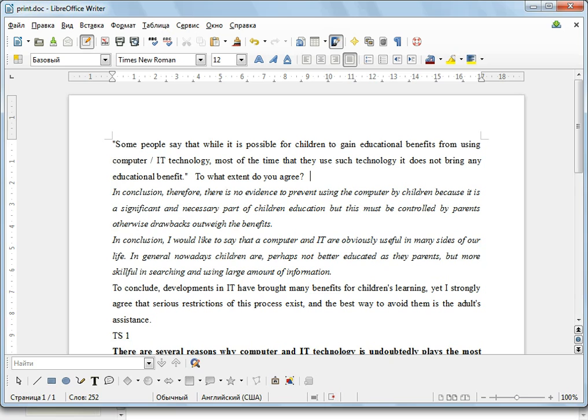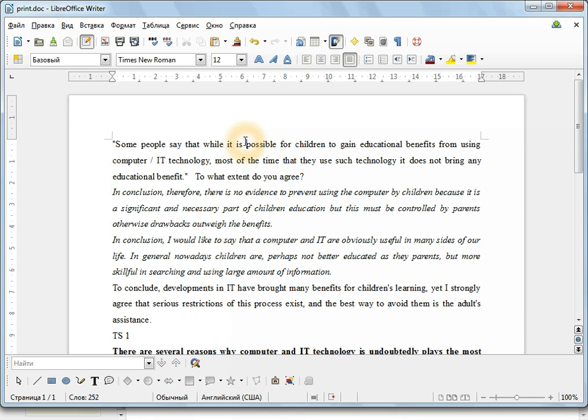Okay, let's have a look at some examples. So here is a question. Some people say that while it is possible for children to gain educational benefits from using computer IT technology, most of the time that they use such technology, it does not bring any educational benefit. To what extent do you agree?